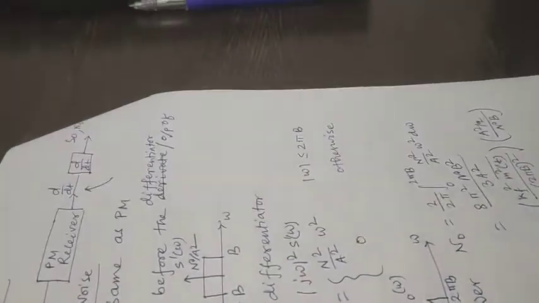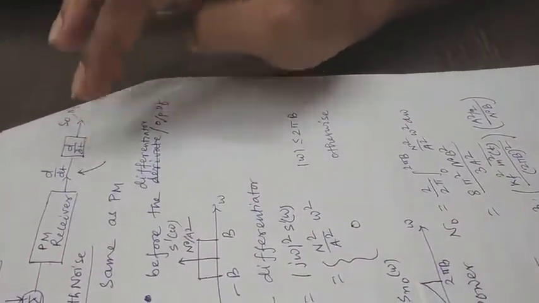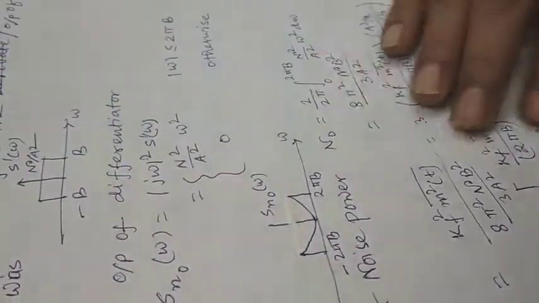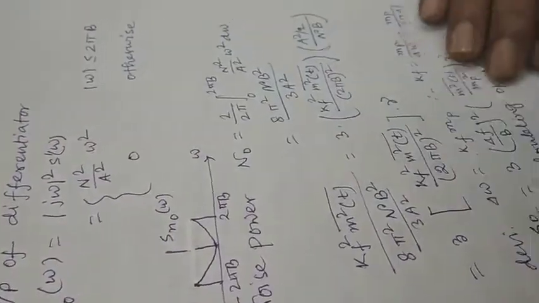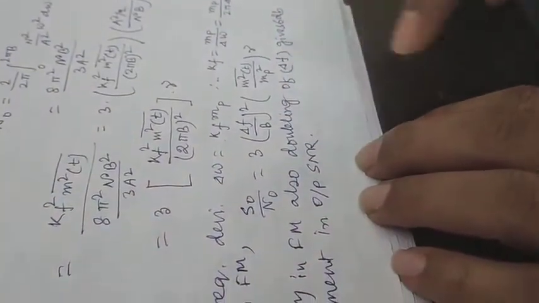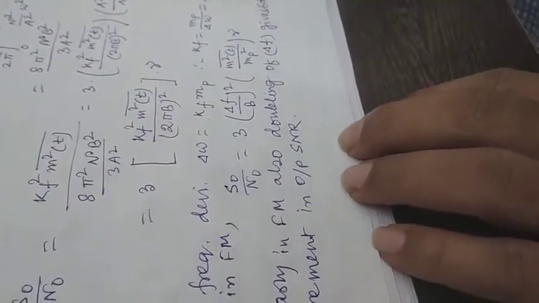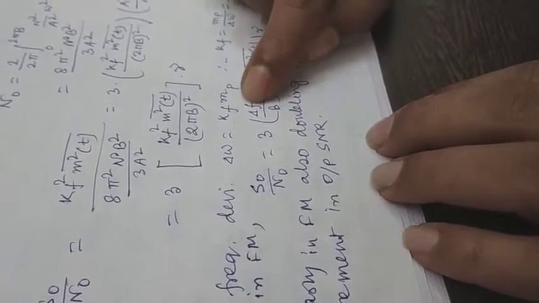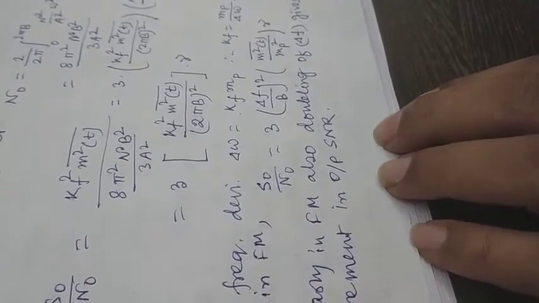Therefore, same calculation, and what I was telling here, |H(f)|² with d/dt. See here, this is d/dt, and what is the transfer function? jω. Therefore, in the same way you can calculate the noise power, everything. Signal to noise ratio is coming 3 into (Δf/B)² where B is the bandwidth of the message signal, into m²(t)/mp² by gamma. Similarly, for FM also, if we increase the transmission bandwidth, we can get more signal to noise ratio.